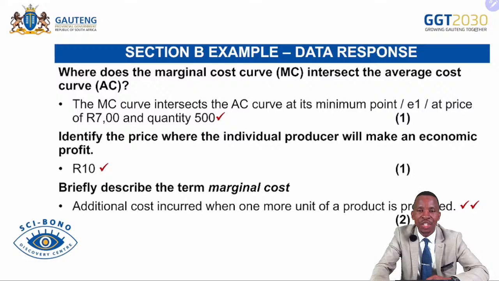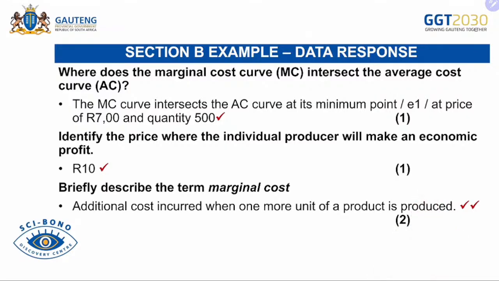Remember identification. Like I said before, the first 2 answers are covered in the extract in most cases. And then from there, the answers that we will be dealing with going down are not found in your data response. Briefly describe the concept or term, the marginal cost. Marginal cost is the cost incurred after producing an extra additional unit, or the additional cost incurred when 1 more unit is produced.